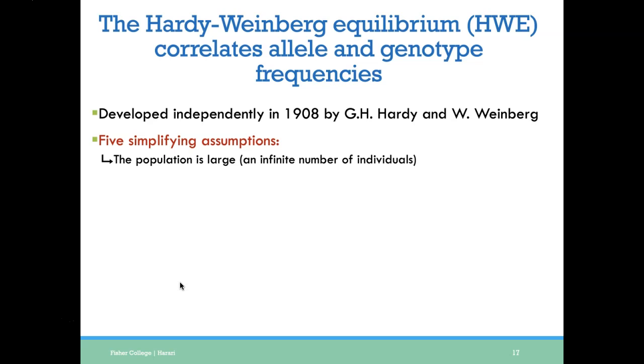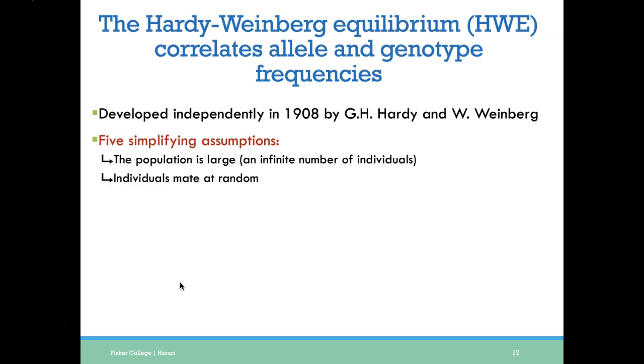No population is infinite, right? So these are all ideals. Let me make that clear. All these five assumptions are idealistic. No actual population is a perfect fit to the assumptions. Right? All populations are finite.